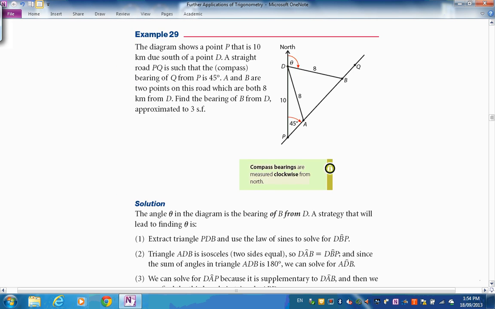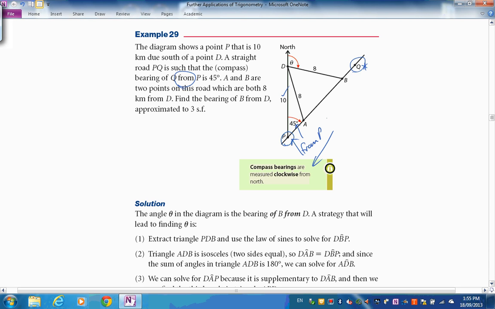This is a bearing problem, navigation, things like that. The diagram shows a point P that is 10 kilometres south of a point D. A straight line PQ, so here it is up here, is such that the bearing of Q from P is 45 degrees. The key word here is from P. So you go to P and start your measurement. Just remember, compass bearings are measured clockwise from north, at P, because it said from P. So that's going to be 45 degrees.